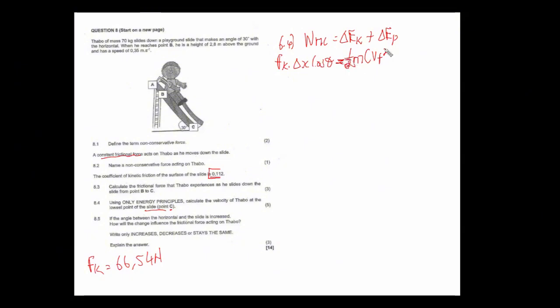So half minus Vi squared plus mg, and then height finally minus height initially, right? Okay, so now let's substitute into the formula. We have our Fk, which we did calculate, 66.54, and then our displacement is what? What are we looking for? We are looking for the velocity. And then do we have the displacement? Yes, we are told here 2.8 meters.